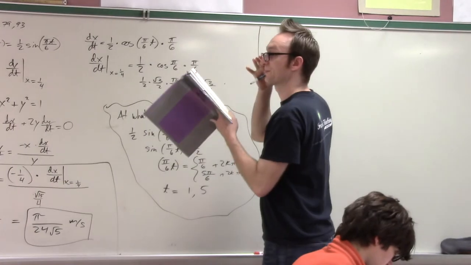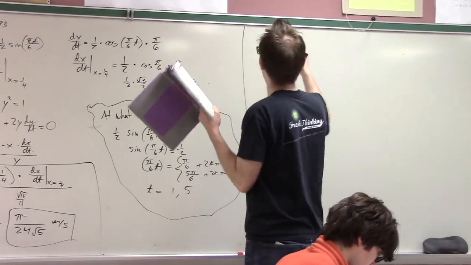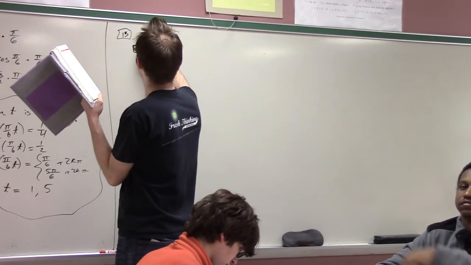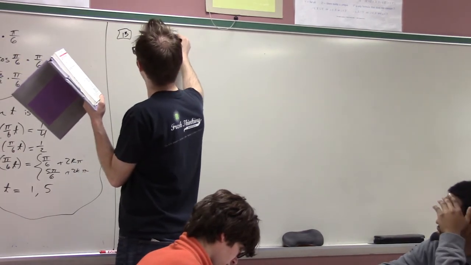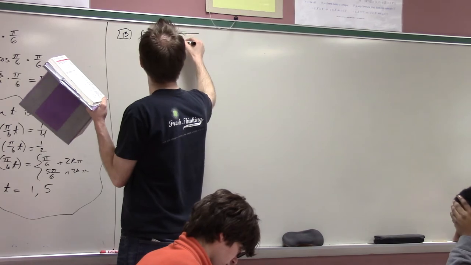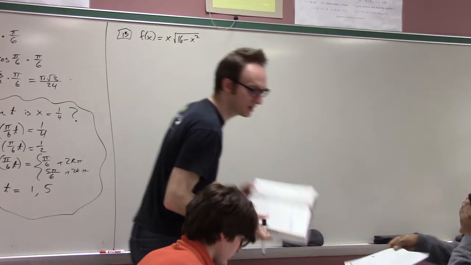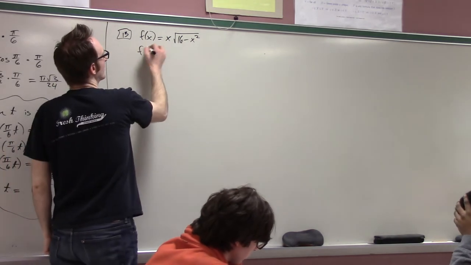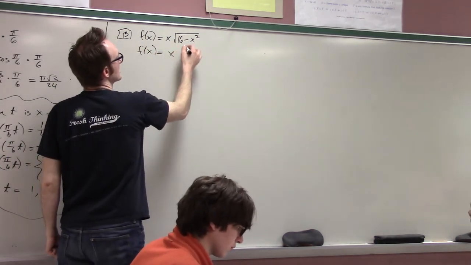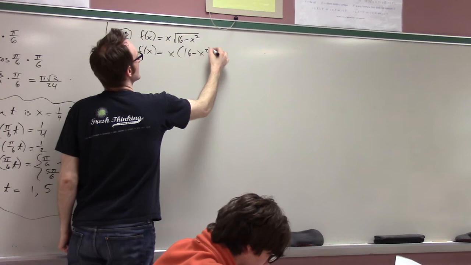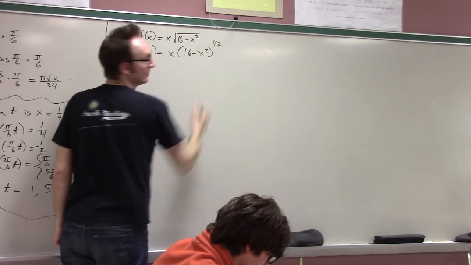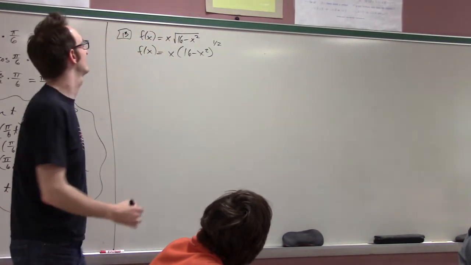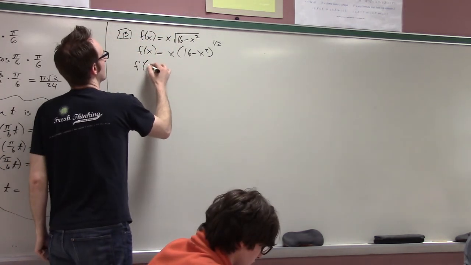13 is just a straight up problem that says, figure out where this function is increasing and where it is decreasing. The function is x root 16 minus x squared, and so we just do it. So first I will rewrite this function as x times 16 minus x squared to the 1/2, so that I don't mess up when I take the derivative, and I need to differentiate.